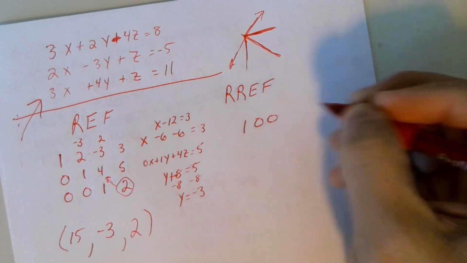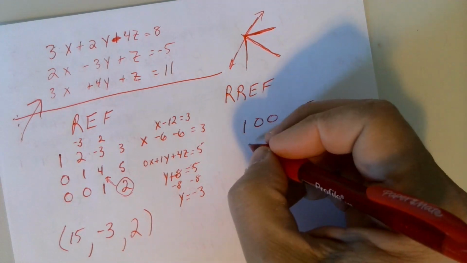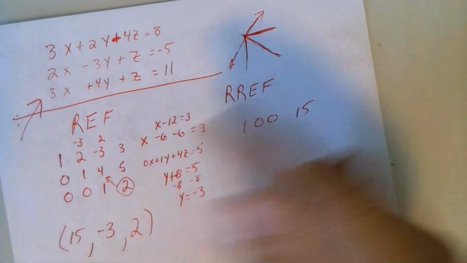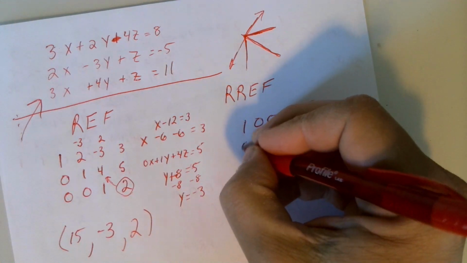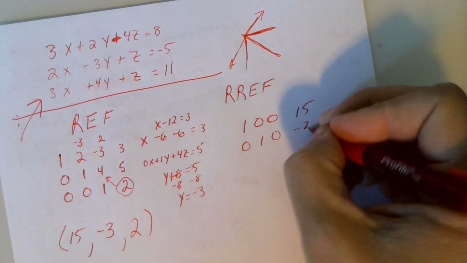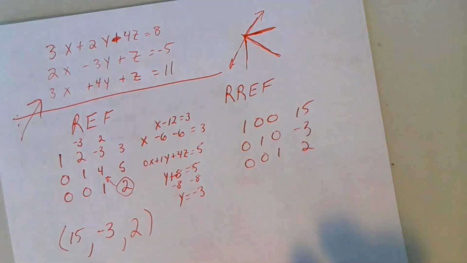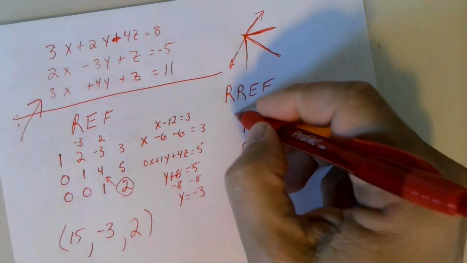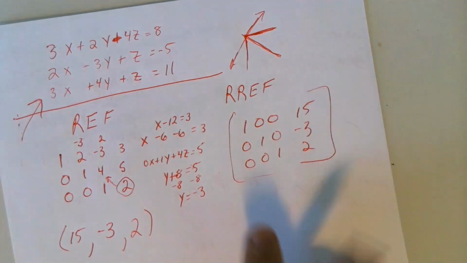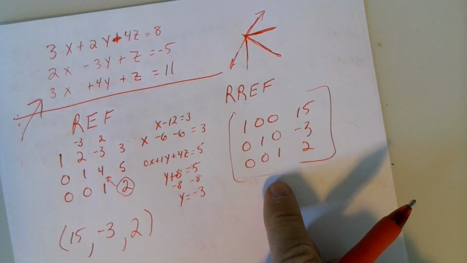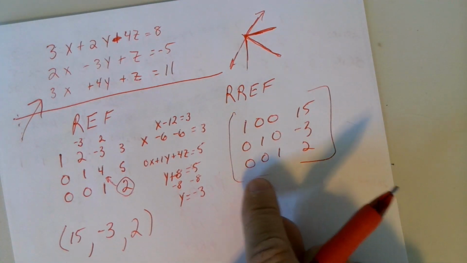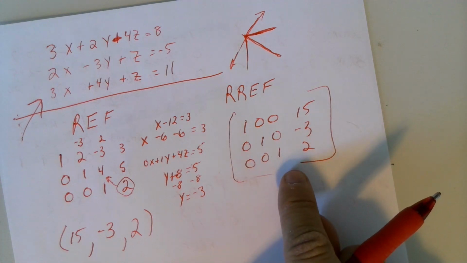It would actually give you the identity matrix instead of having to do this back substitution like we did on this one. 0, 1, 0, negative 3, and 0, 0, 1, and 2. So when we're done on an RREF, it would give it to you just like this by hand. And you know that. We've done that on our calculators. That's what the RREF actually gives us.